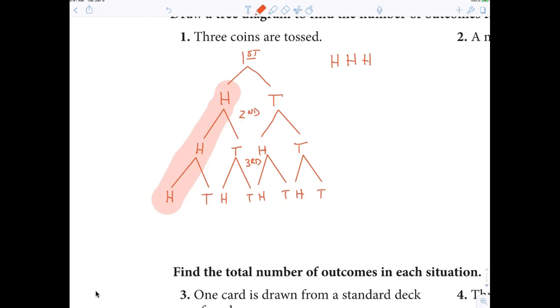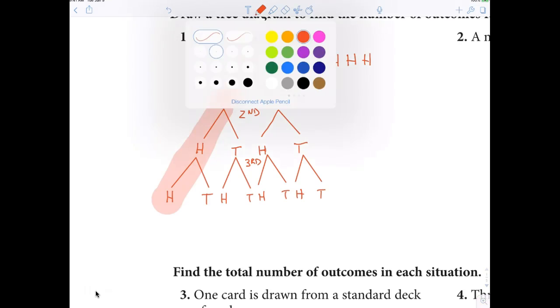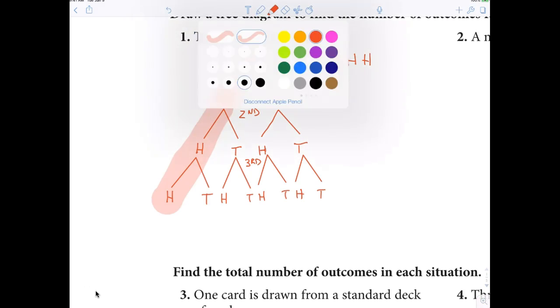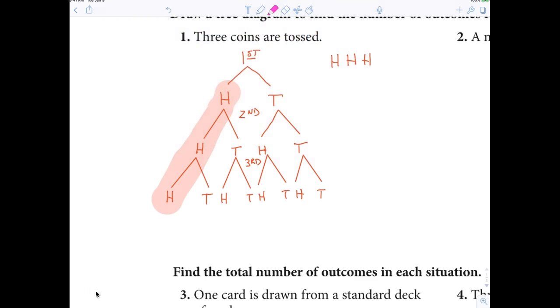Everybody with me on that? Now what I'm going to do is come down here, and the next choice would be H. Uh-oh, hold up. I went the wrong direction. My fault. It's H, H, and then what? And then T. Does everybody see that? All right. So again, you're just recognizing the patterns. H, H, T.